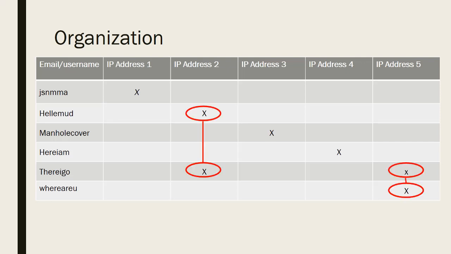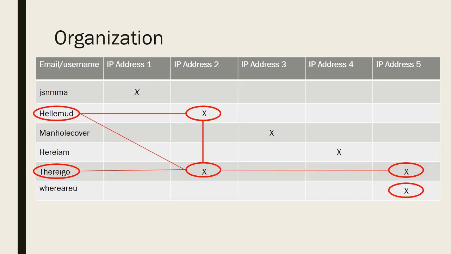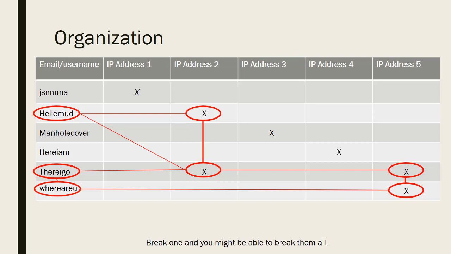And in this easy case, you can see that IP address number 2 was used by both Hella Mud and There I Go. So you can assume it's probably the same person using two accounts. And you can even go a little bit further. You can see that There I Go used IP address number 5, which is also used by the Where Are You username. So in this quick manner, we just saw that three accounts are probably related to the same person. We didn't have to break every single one of them, but looking at it as a whole, as long as you can break one, you can tie it to another and tie it to another.